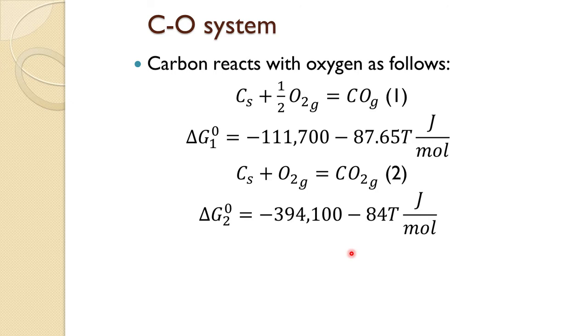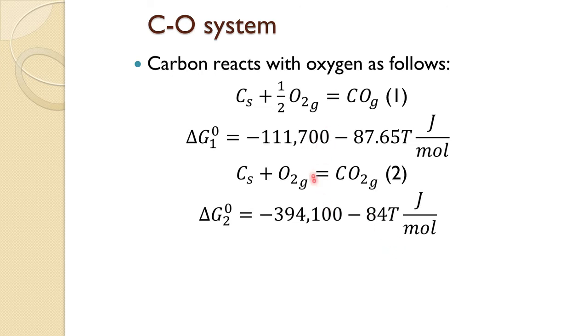So, CO system, carbon reacts with oxygen as follows. So, 1 mole of oxygen combined with carbon, 1 mole of carbon gives you 1 mole of CO, and the change in free energy is given from this expression. The standard one, T is the temperature in degrees Kelvin, joule per mole, and another reaction which forms CO2 when oxygen combines with carbon, is represented by reaction number 2, and the free energy expression is given by this, again T is in degrees Kelvin, joule per mole.